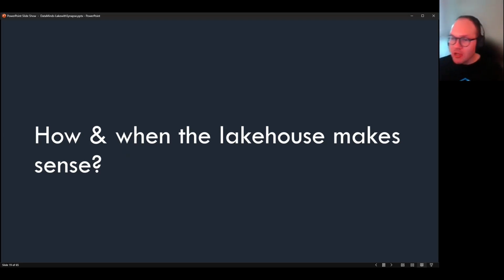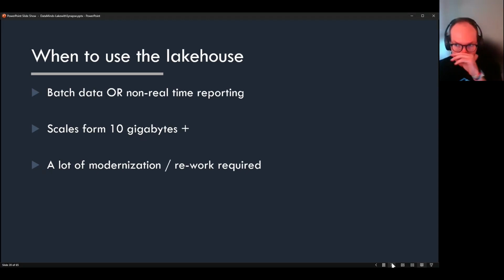So, how and when the Lakehouse makes sense. We talked about the what, let's talk about the how. We really see that the Lakehouse architecture makes a lot of sense in batch data scenarios. And when I say batch data scenarios, I'm talking about anything up to hourly scenarios, because the slowest part of the data lake is generally going to be getting that data in and moving it through those different stages. I would say this is the classic case where Lakehouse makes sense.